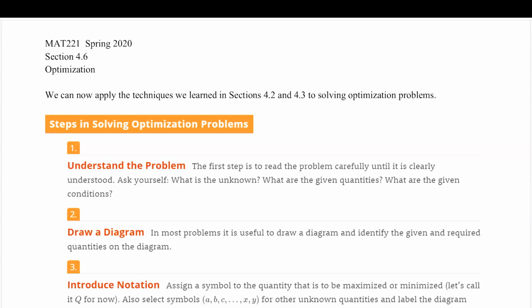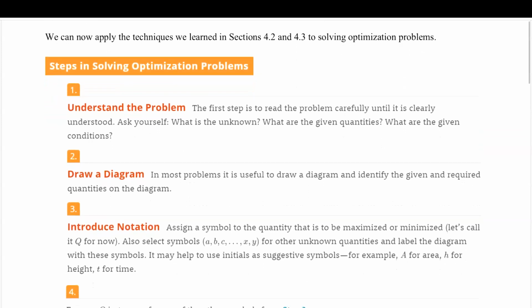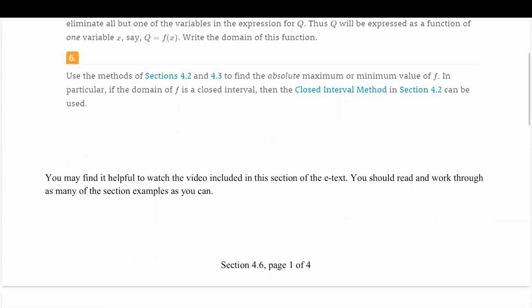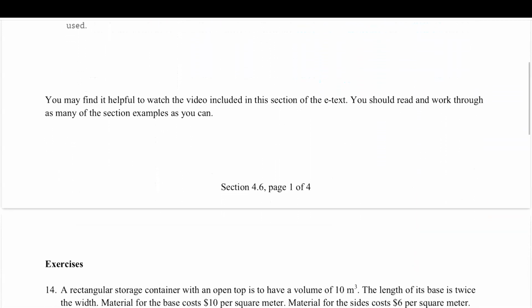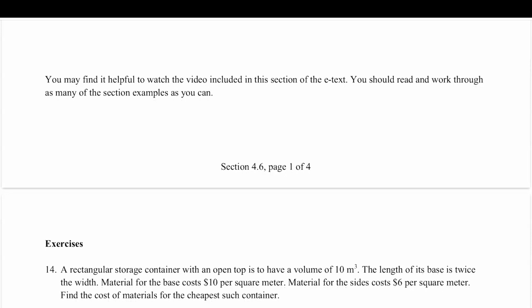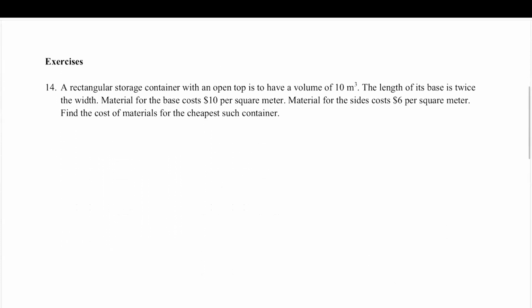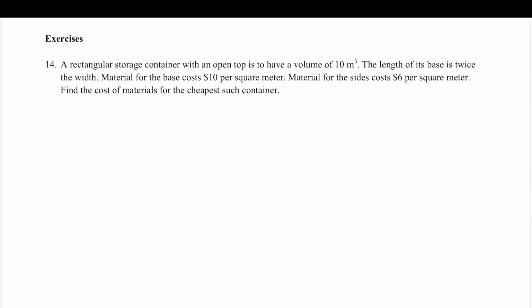Now, what I've pasted from your textbook are steps for solving these types of problems, and I'll let you read through those for yourself. I also mentioned you might want to watch the video that's in the e-text for this section, and work through as many of the examples in the section as you can. I'm going to go through a few of the exercises from the end of the section, and the first one is number 14.